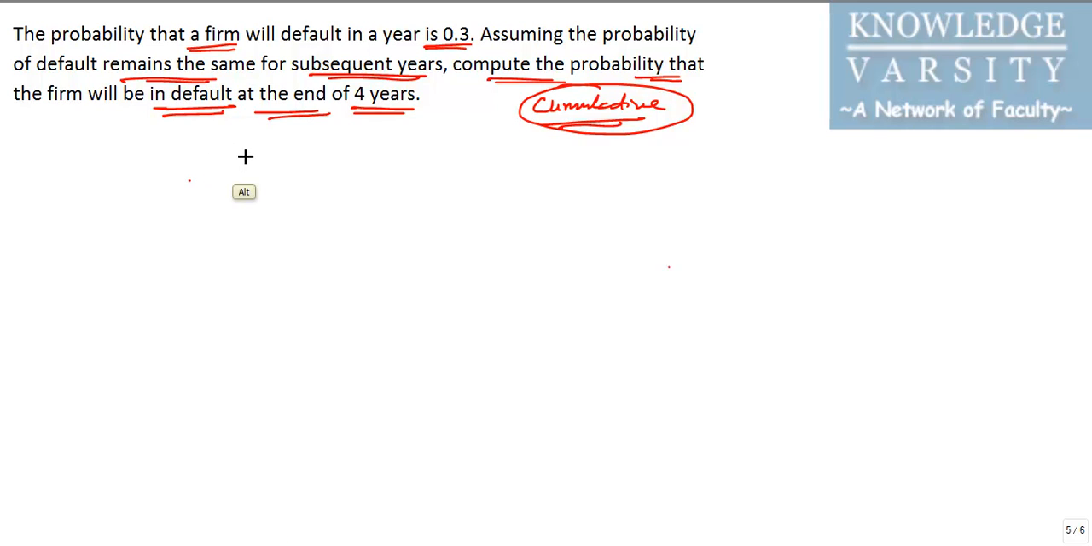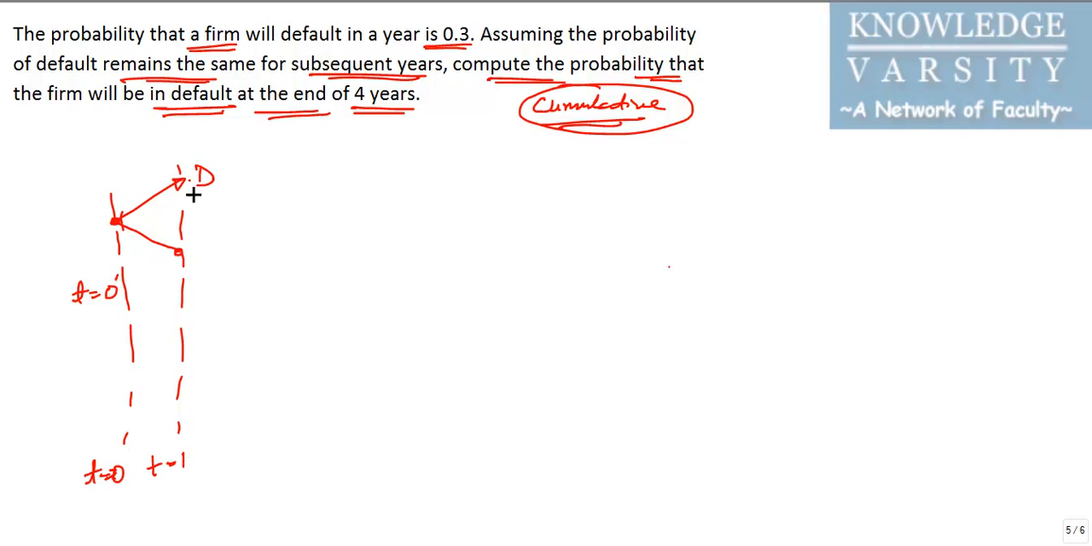So let's see how to compute this. First, let's understand how to solve it, and then it can be computed very easily. Let's create a tree diagram wherein we are at t equal to 0, and at the end of the first year the firm can be in default state or not default. We know that the probability of default is 0.3, and the probability of not default is 0.7.